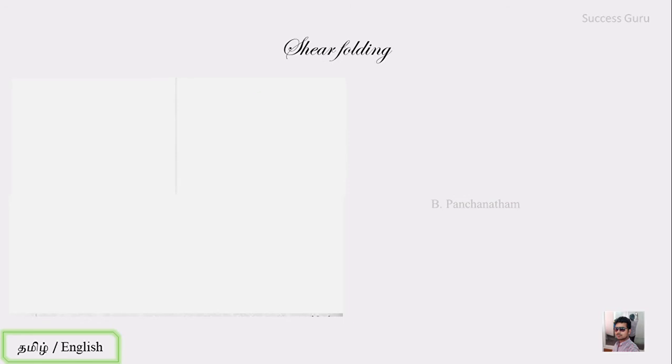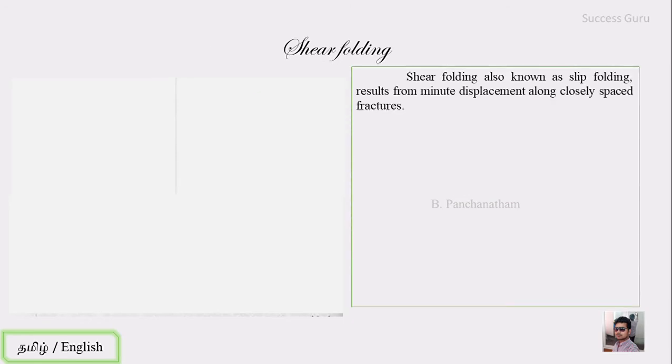And the next one is the shear folding. The shear folding is also known as slip folding, resulting from minute displacement along closely spaced fractures. So in a shear folding, what happens? There are displacements along the fracture plane. And there are a few steps involved in the shear folding.